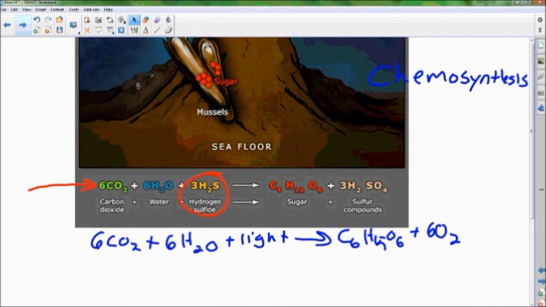Now, we don't need to know that much about this. I'm not going to ask you to write down the equation for chemosynthesis. The overall thing that you need to know is that there are some organisms that are able to make their own food without light, and that it is a similar process to photosynthesis, just they use chemicals instead of light to drive the reactions.